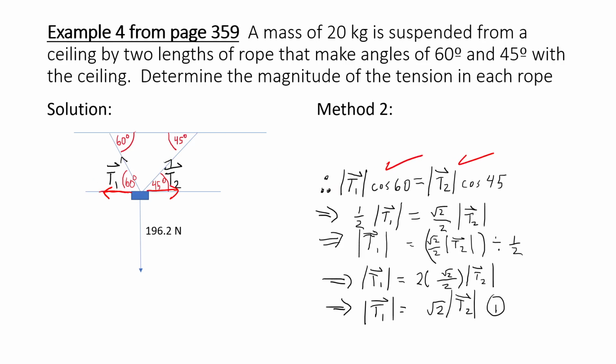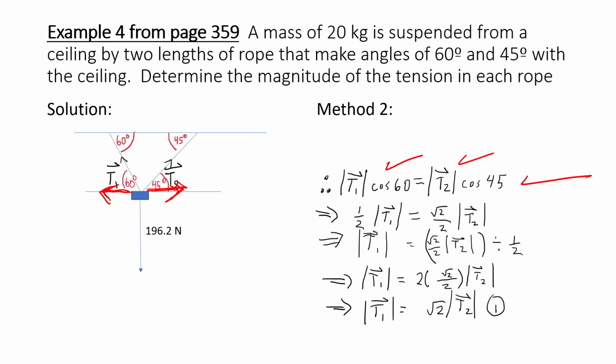Now, one's going one way and one's going the other way. And so the magnitude of the T1 horizontal force equals the magnitude of the T2 horizontal force. So we're not going to put any negative signs here. We're saying that this movement to the left equals this movement to the right. So we're saying these magnitudes equal each other.